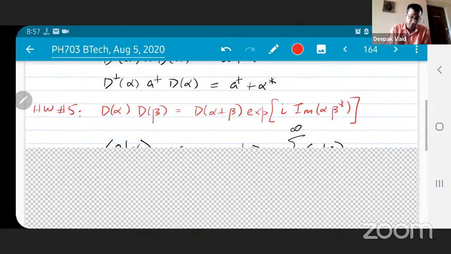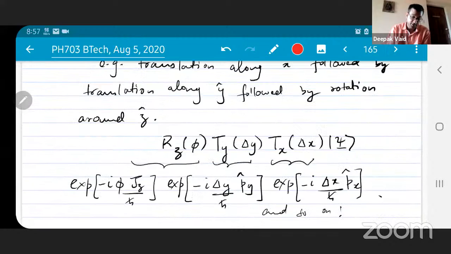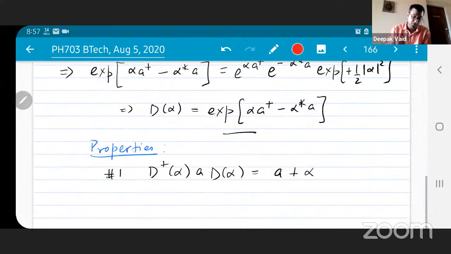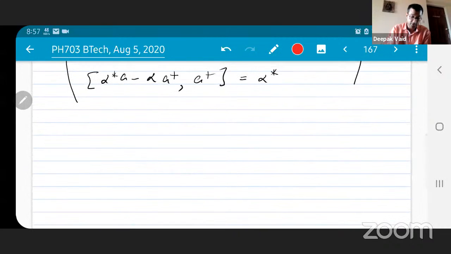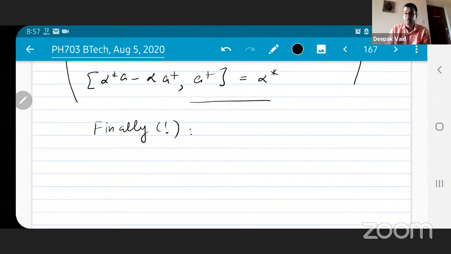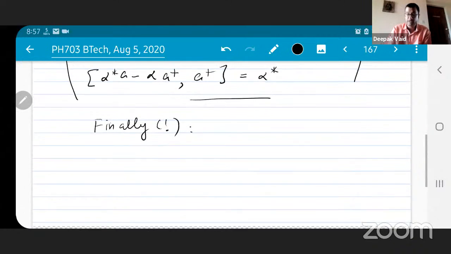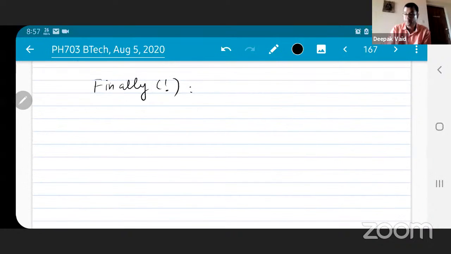So now I will end today's class with the demonstration that D alpha does actually generate the coherent state from the vacuum. And so finally, after all this song and dance, we can use the displacement property. Okay, how? So let's see, we have alpha, we act on alpha with D minus alpha.